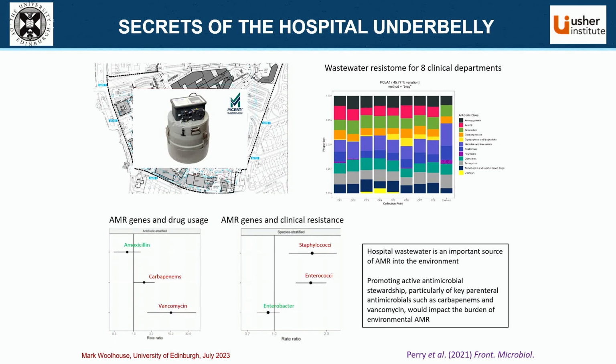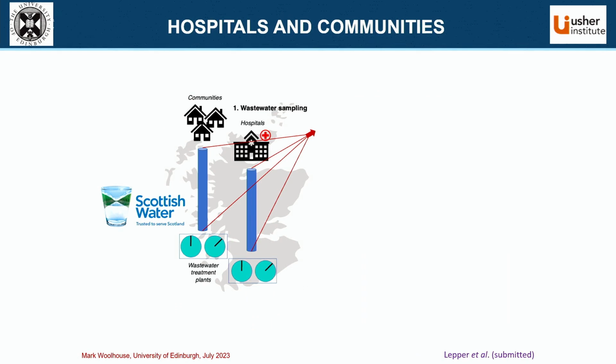And we concluded from that, first of all, the obvious, that hospital wastewater is an important source of AMR in the environment, and that stewardship, particularly of the hospital-acquired infections and the carbapenems and vancomycins that you use in hospitals, would impact the burden of environmental AMR. So far, so good. So we then set up a different project that looked at this on a larger scale.